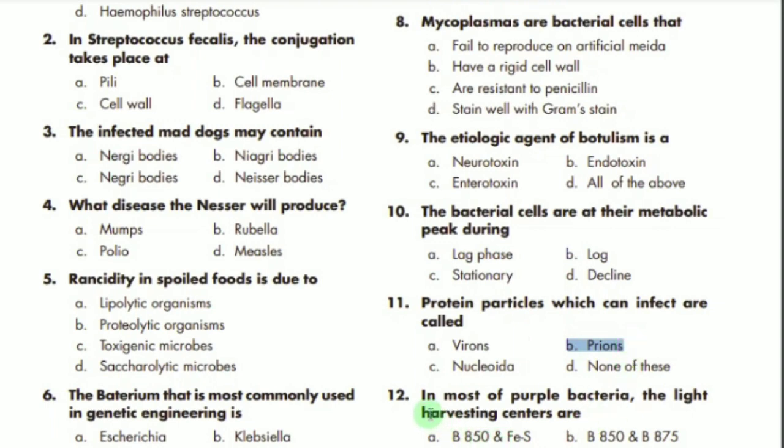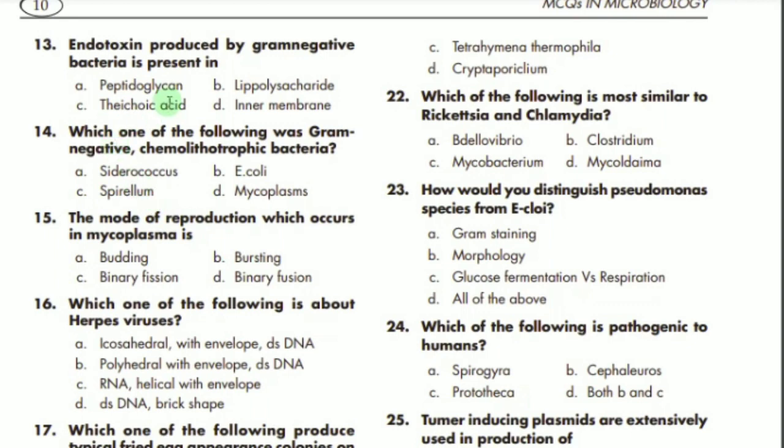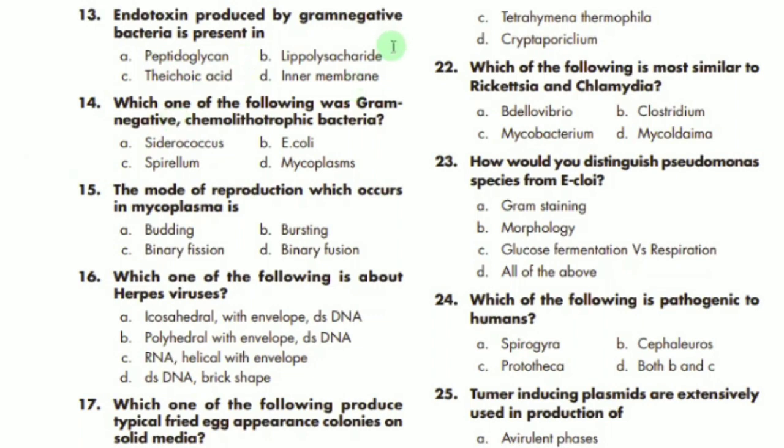Now MCQ number 12 says that in most purple bacteria the light harvesting centers are, so B is the correct option. Now let's see MCQ number 13. It says that endotoxin produced by gram-negative bacteria is present in the lipopolysaccharide. Option B is the correct option. MCQ number 14 says which one of the following is a gram-negative chemolithotrophic bacteria?